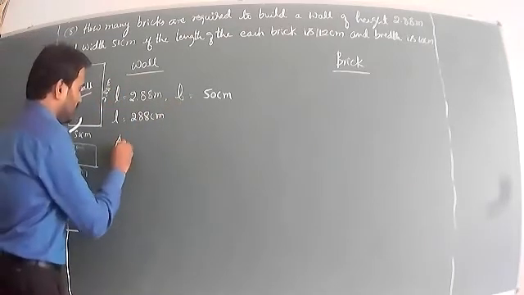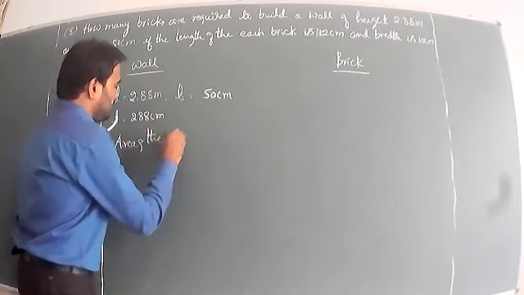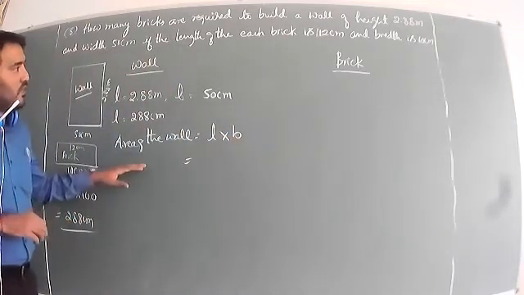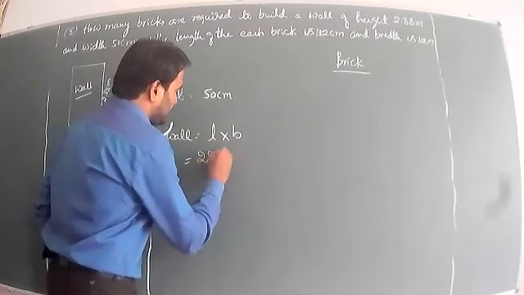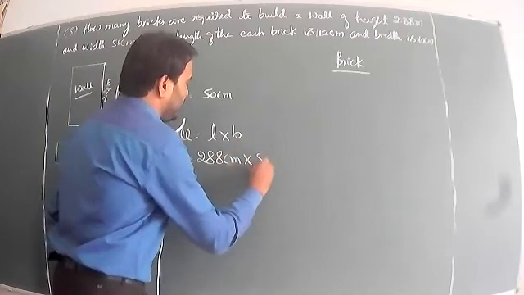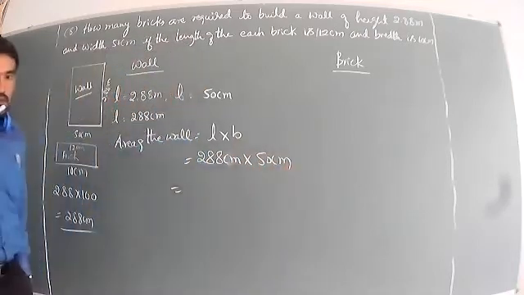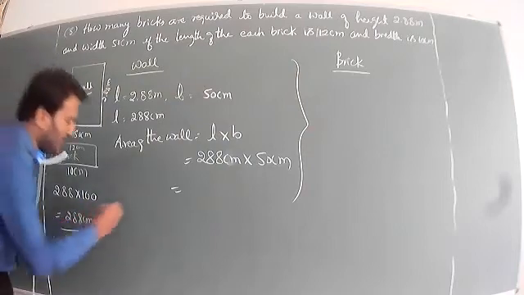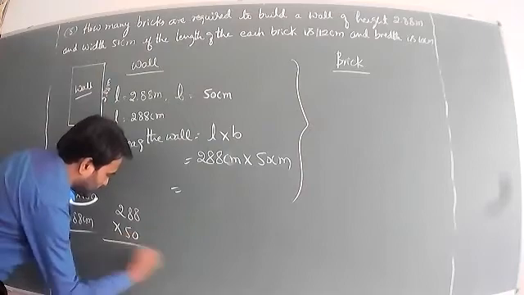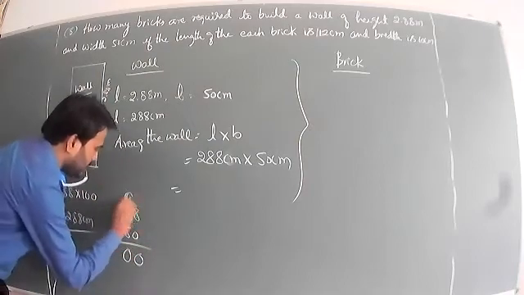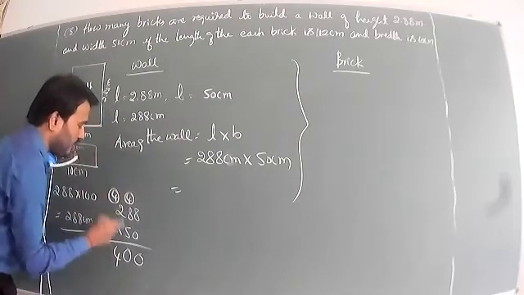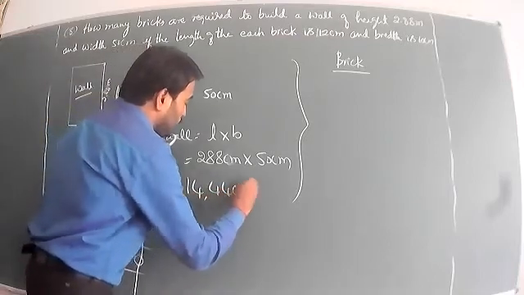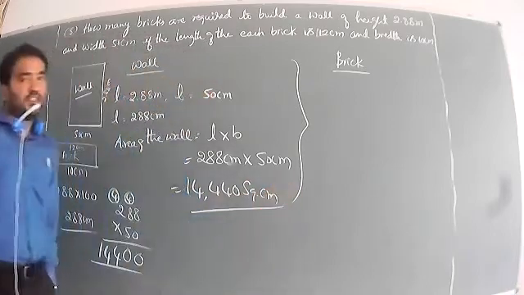Now find the area of the wall. Area of the wall equals L into B. L is 288 centimeters, B is 50 centimeters. Multiply 288 by 50: 0, 5 8s are 40, 4 carry; 5 8s are 40 plus 4 is 44, 4 carry; 5 twos are 10, 10 plus 4 is 14. So 14,440 square centimeters. This is the area of the wall.